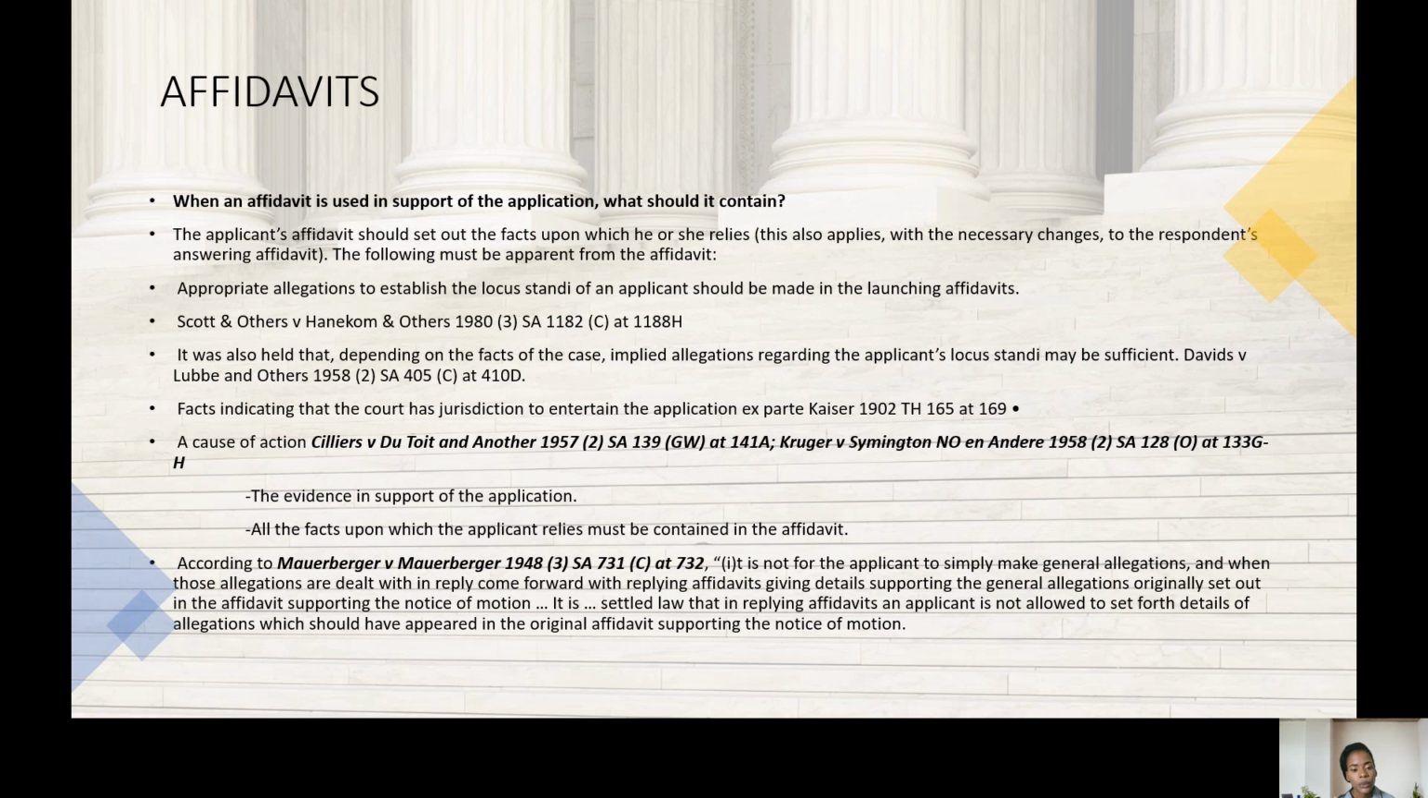It is settled law that in replying affidavits, an applicant is not allowed to set forth details of allegations which should have appeared in the original affidavit supporting the notice of motion. So it's important, when drafting the application, to state all allegations clearly and draft them properly to avoid such instances.